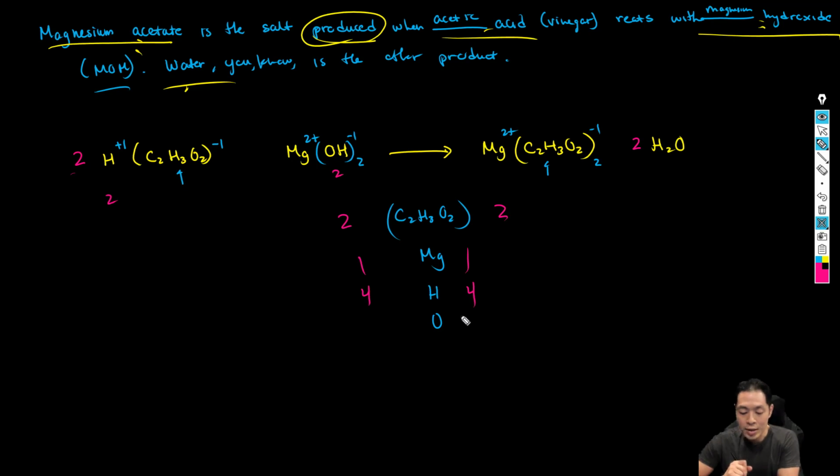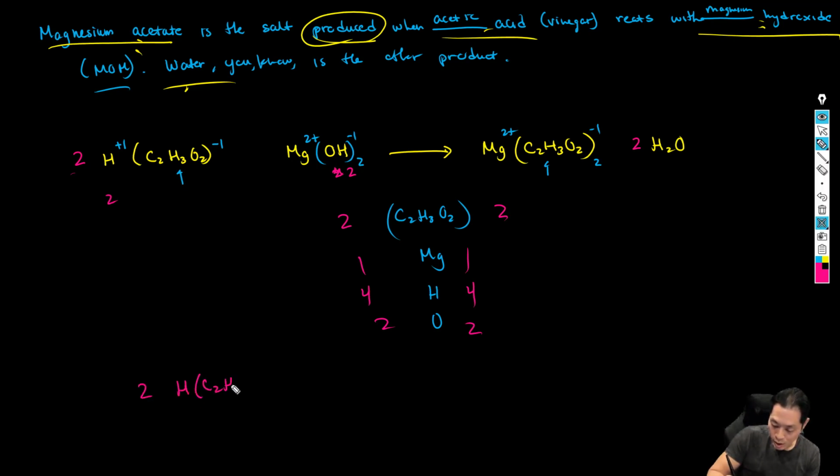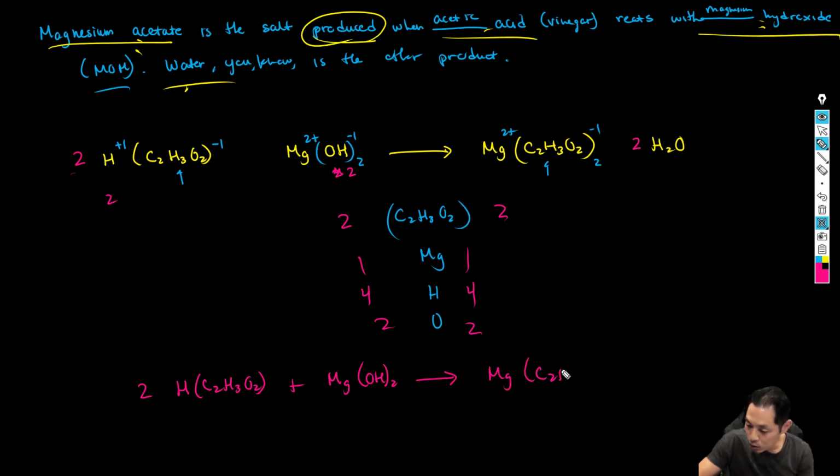Now you always cross your fingers to make sure that our oxygen is balanced. So here I have, let's see, get rid of this. I have 2 oxygens on this side, and I also have 2 on the right, so I am good. So there we have it. That's balanced now. So we have 2 HC2H3O2 plus MgOH2 yields MgC2H3O2 plus 2H2O. So there we have it, balanced equation.